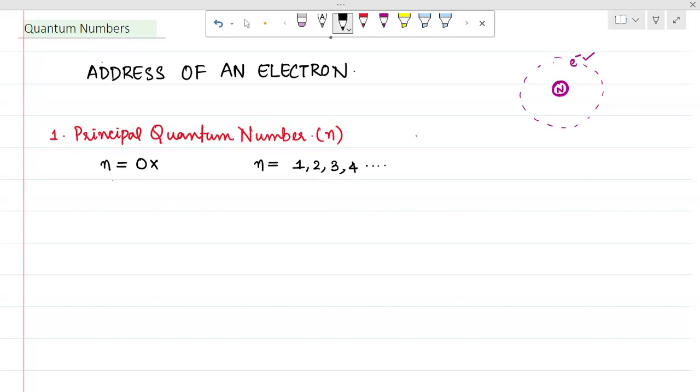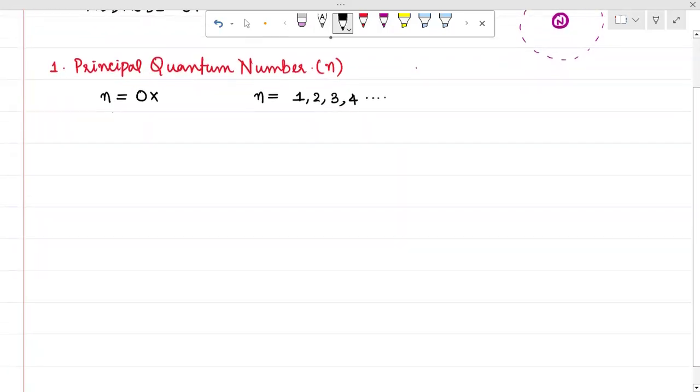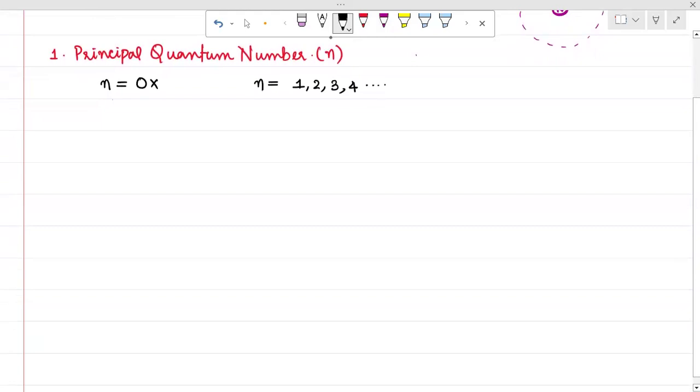So when you represent the position of an electron, the first thing that you say is, what is the value of n? Is n equal to 1? Is n equal to 2? And when you represent the principal quantum number, what it represents is the shell. It represents the shell in which the electron is sitting.